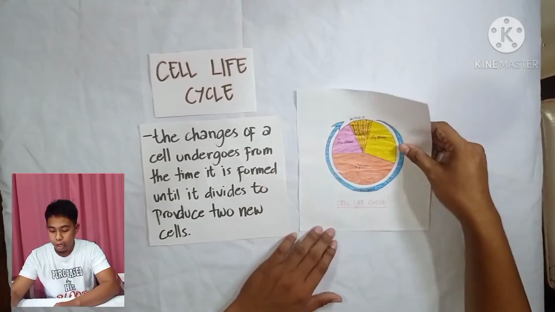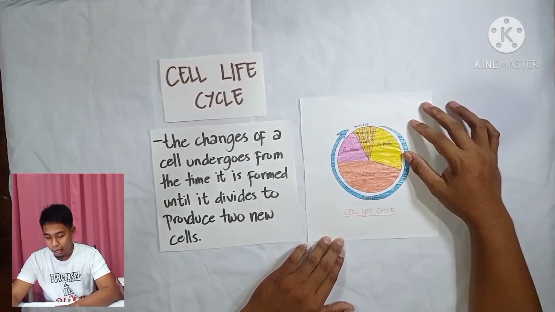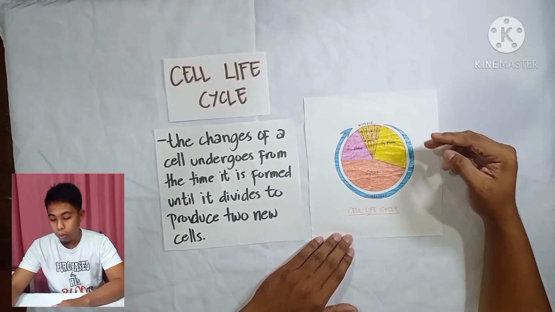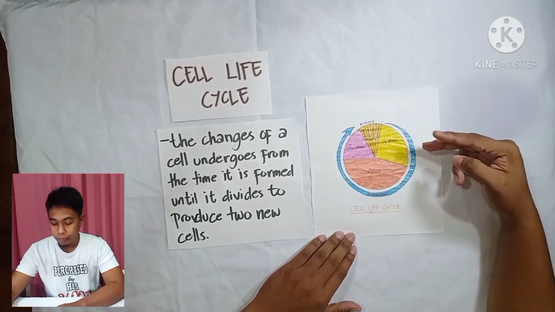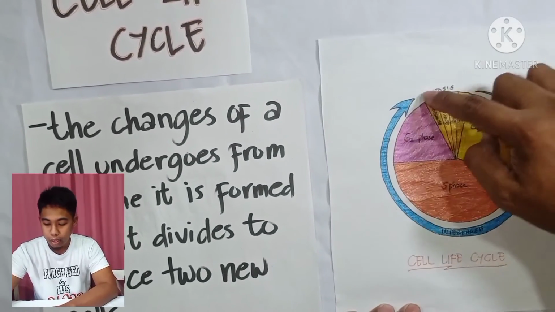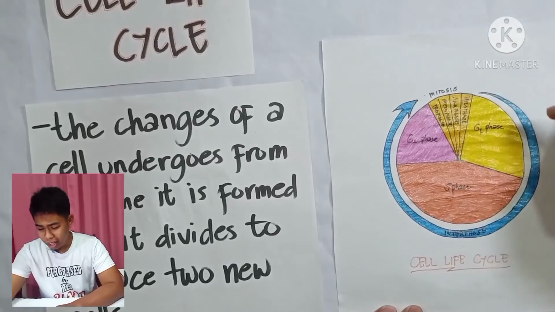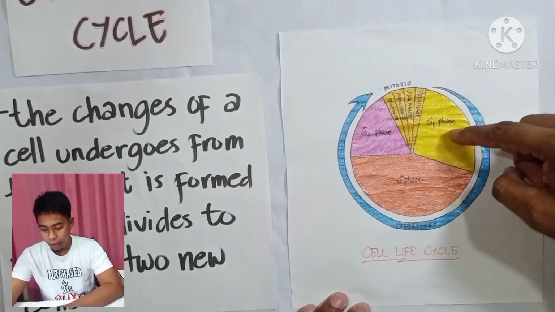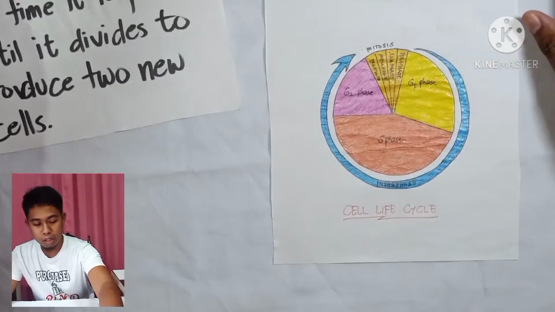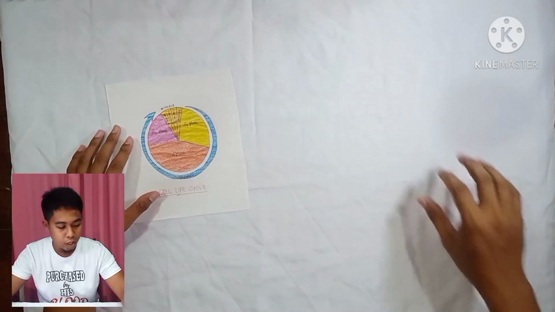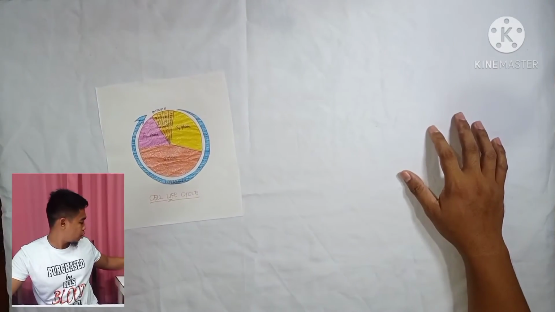Here we have a diagram of the cell life cycle. The cell life cycle is divided into two major events: first, the interphase, then the mitosis. Interphase is divided into three phases. To understand this, we have to unlock what interphase is and what the different phases in interphase are.